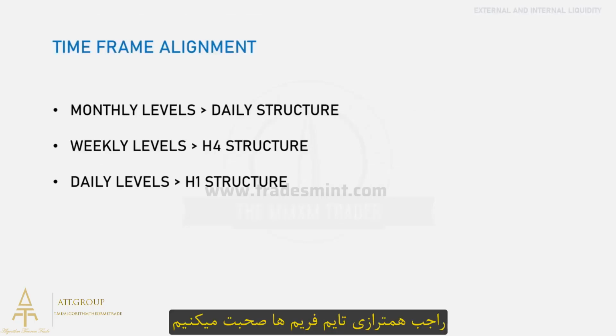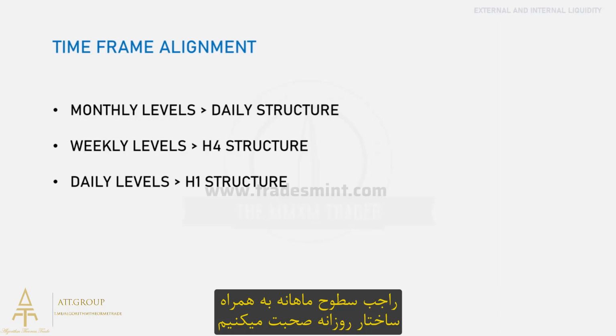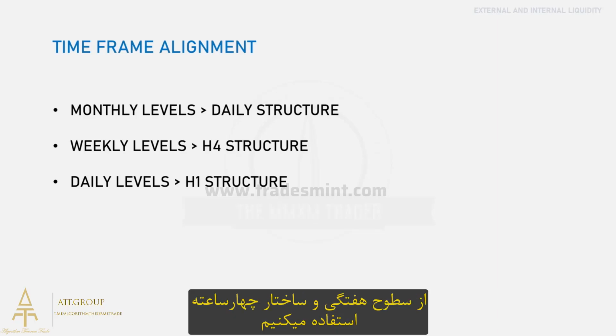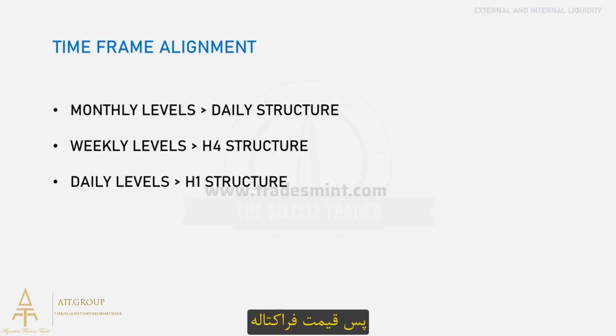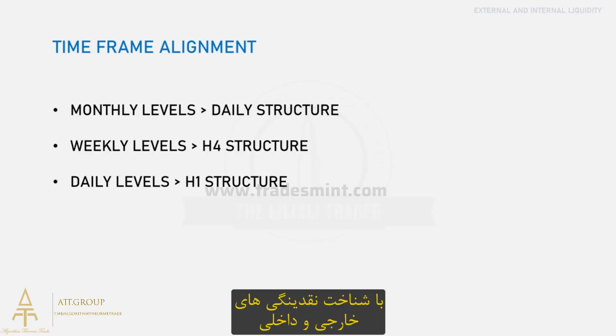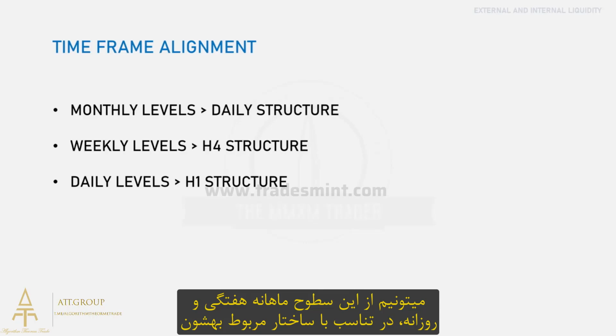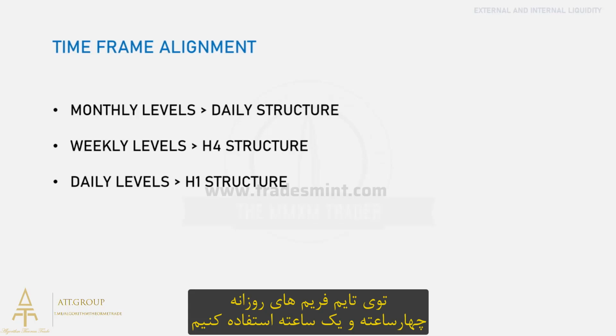I'm going to be talking about time frame alignment. We're talking about monthly levels into a daily structure. We're going to be using weekly levels into a 4-hour structure. We can use a daily level into a 1-hour structure. So price is fractal, right? So understanding external to internal, we can use these different types of levels on the monthly, weekly and daily levels and using their corresponding structure on the daily, 4-hour and 1-hour.